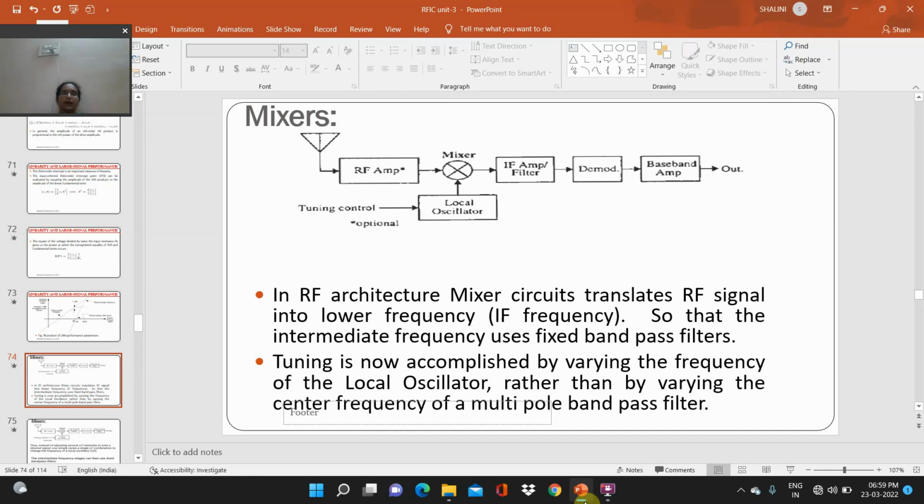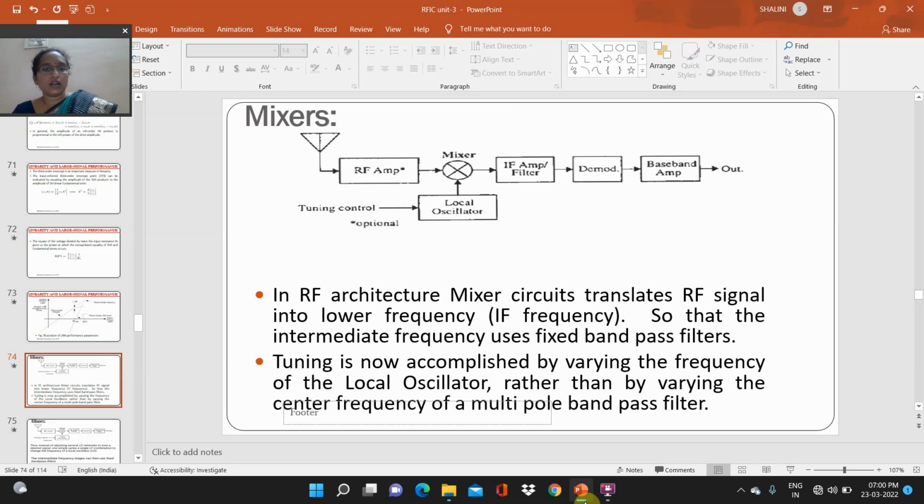Okay friends, welcome back. Again we are going to discuss mixers. What is the block diagram of a mixer? In a mixer, the RF amplifier will be present and the mixer will be present, and then the IF amplifier and filter are present, and then the demodulator is present, and again the baseband amplifier is present, and then it is connected to the output. Tuning control.